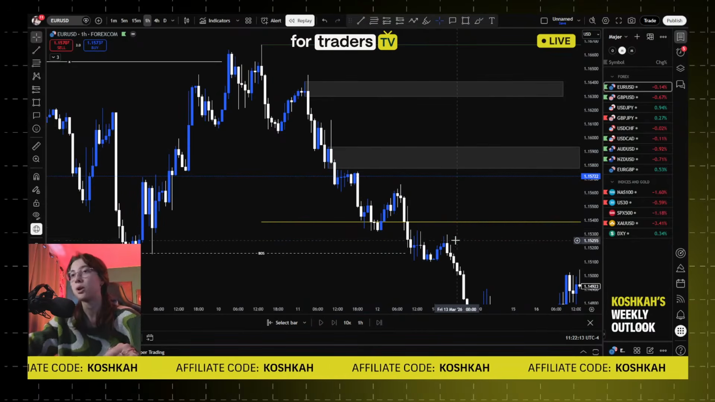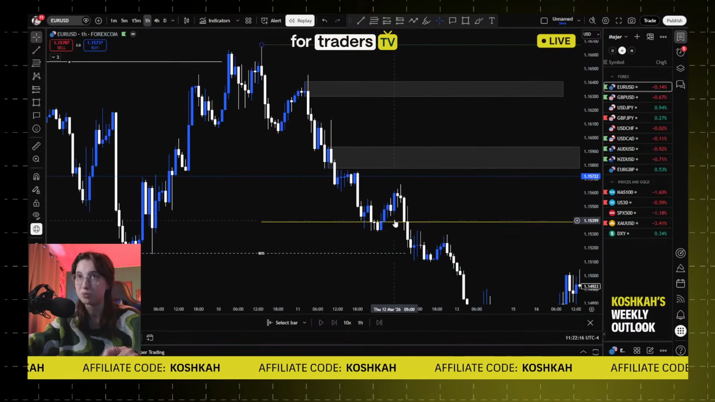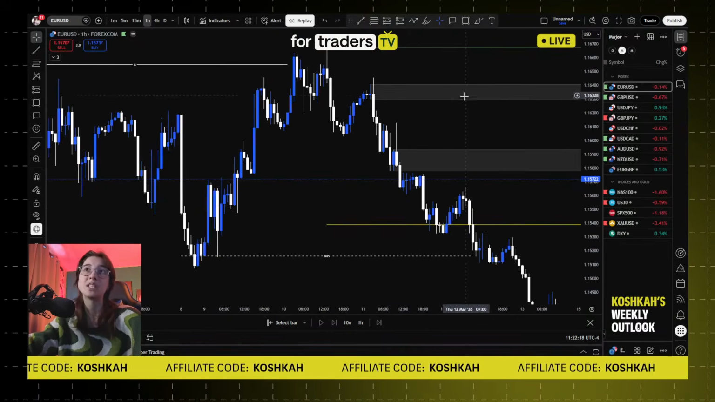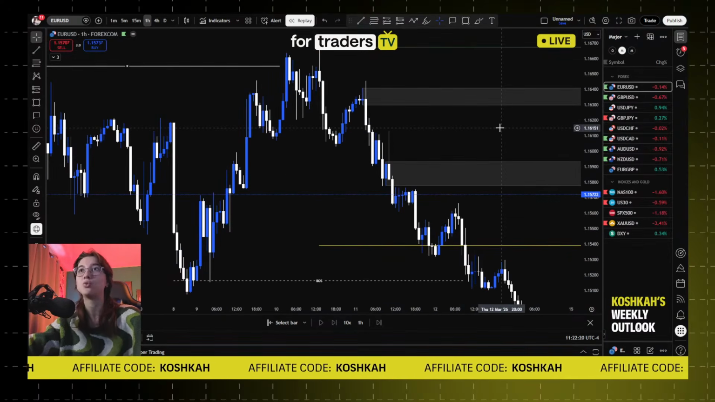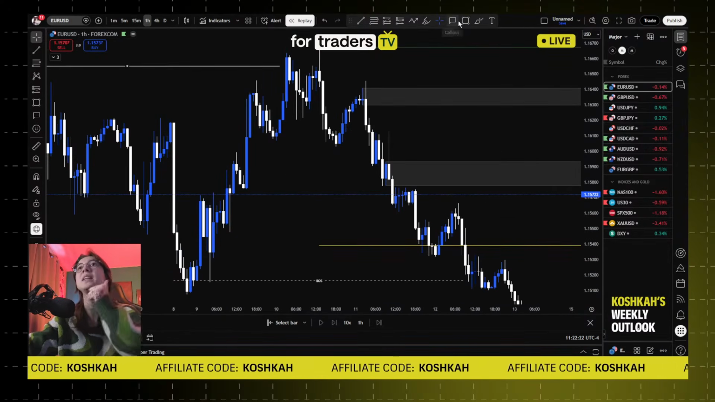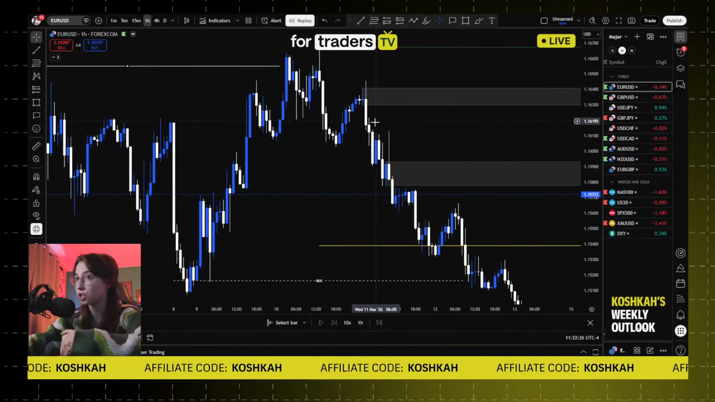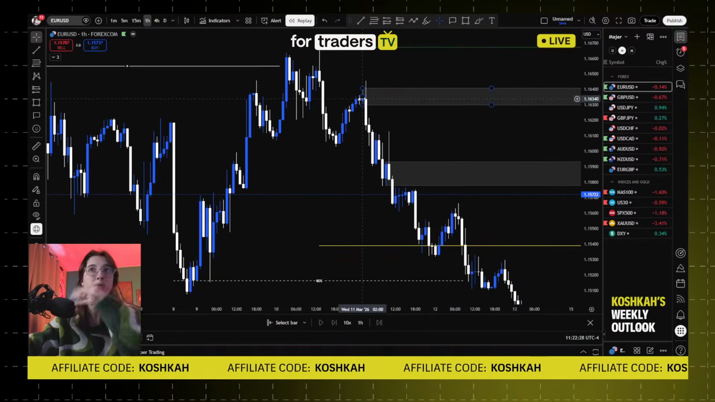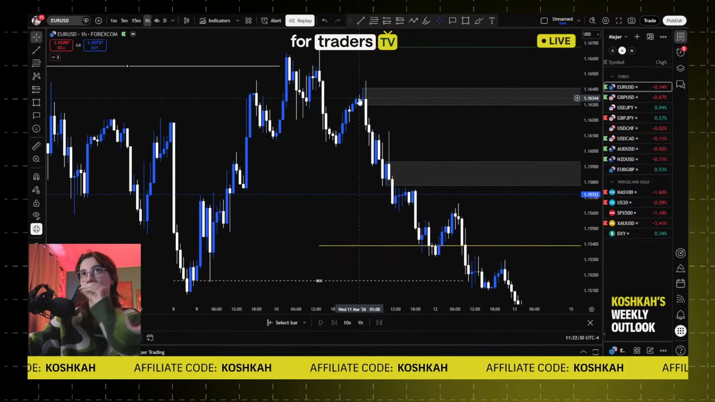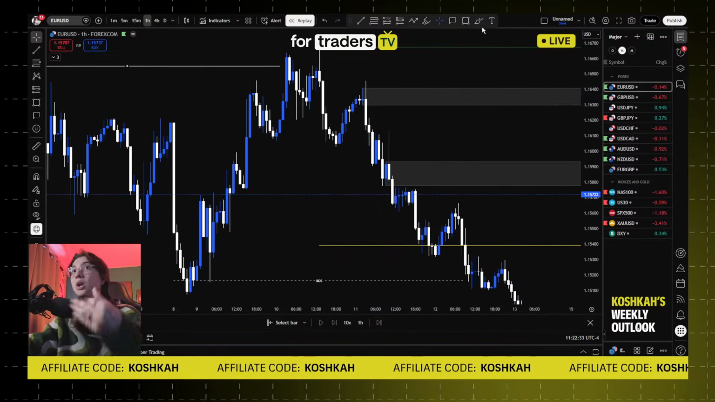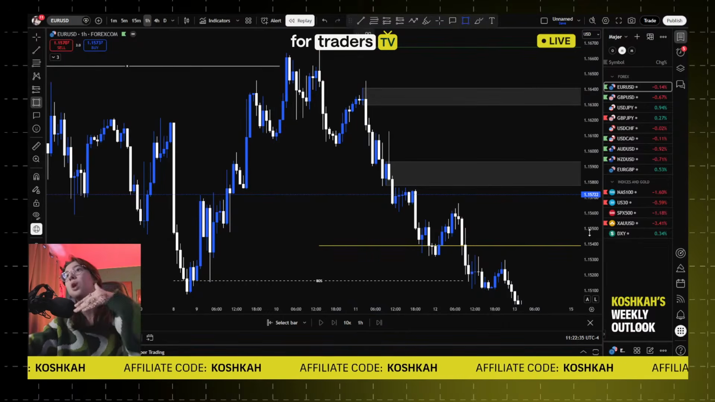Now you will tell me, okay, but why are those POIs valid, guys? It's pretty simple. It's because they follow all the rules. First of all, a valid POI needs to be the opposite color candle. So if we're looking for a bearish POI, we need the color of the candle to be bullish. In this case, my bullish candles are blue. Then they need to be connected to an imbalance.